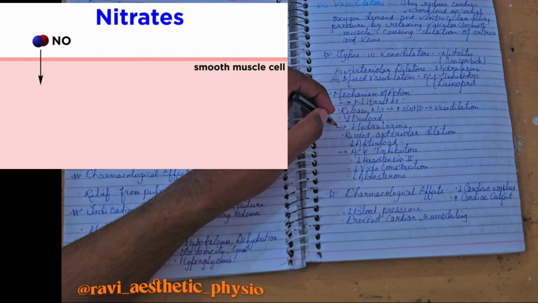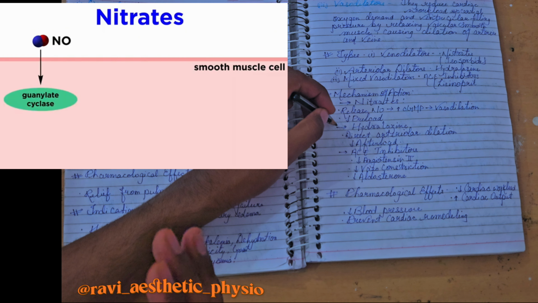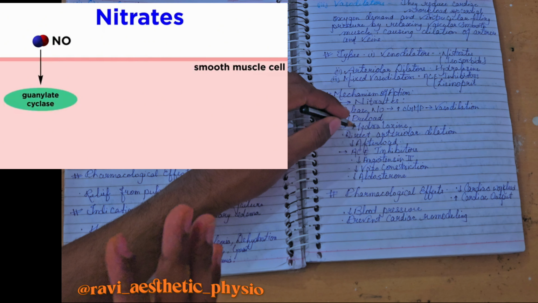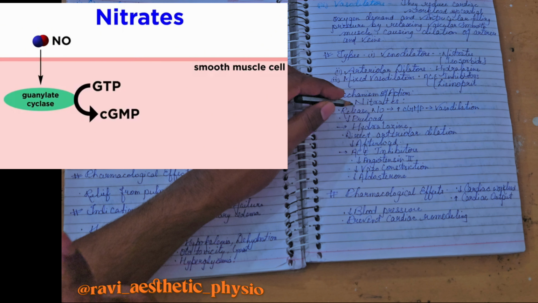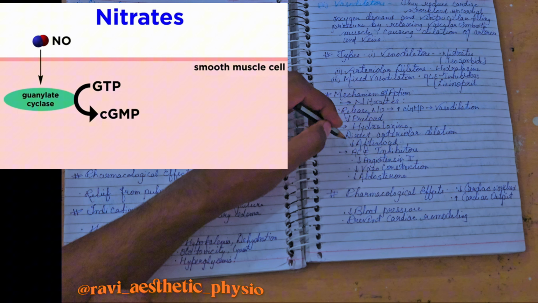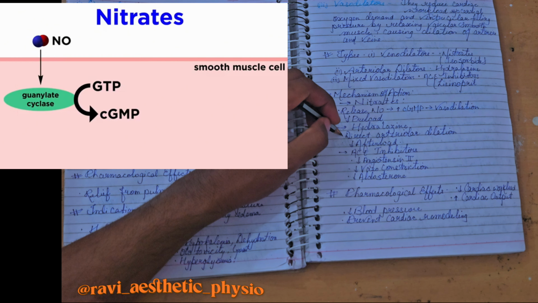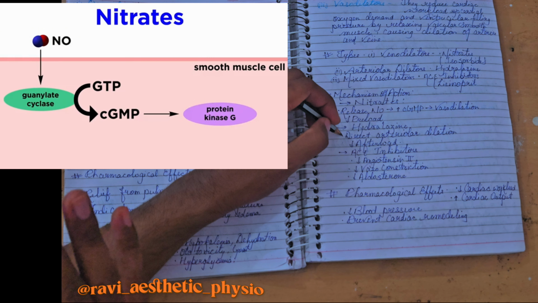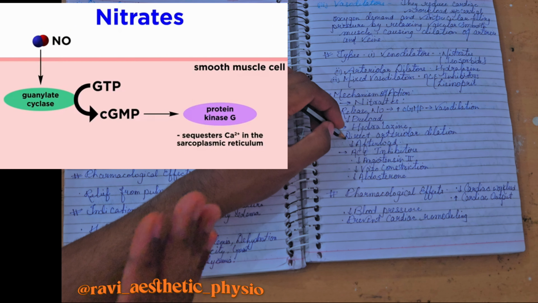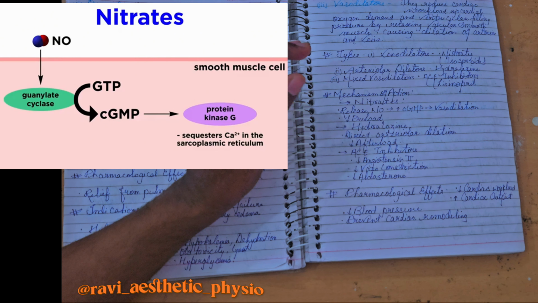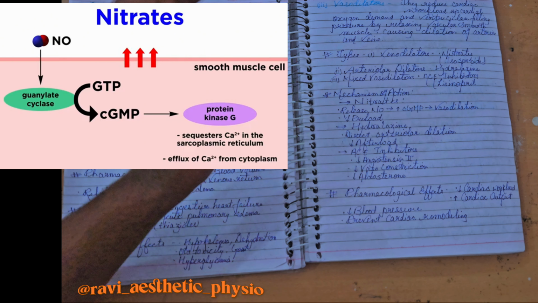Next is the arterial dilator. It means it dilates the arteries. An example is hydralazine. It directly acts on the arteries, and nitrates directly act on the veins. So what does hydralazine do in our arterioles? It directly dilates the arteries and decreases the afterload. So keep this in mind.